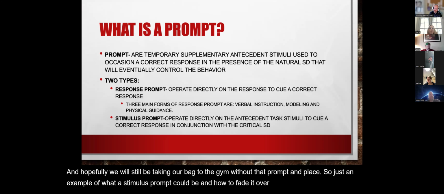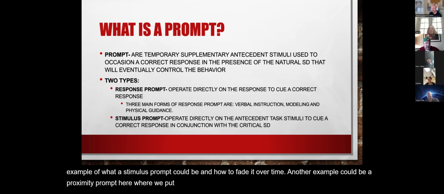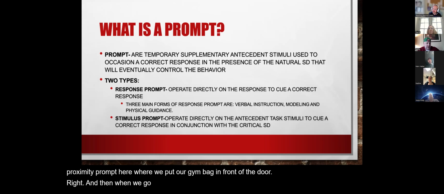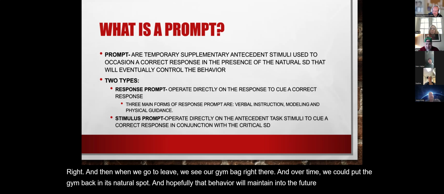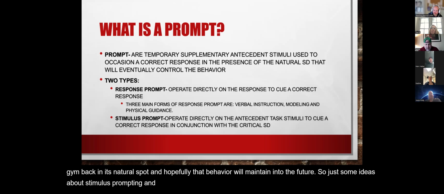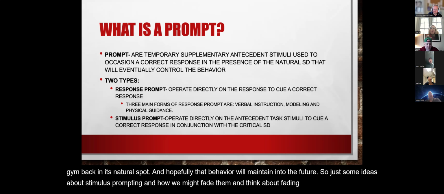Another example could be a proximity prompt, where we put our gym bag in front of the door, right? And then when we go to leave, we see our gym bag right there. Over time, we could put the gym bag back in its natural spot, and hopefully that behavior will maintain into the future. So those are some ideas about stimulus prompting and how we might fade them to be more natural and more independent.